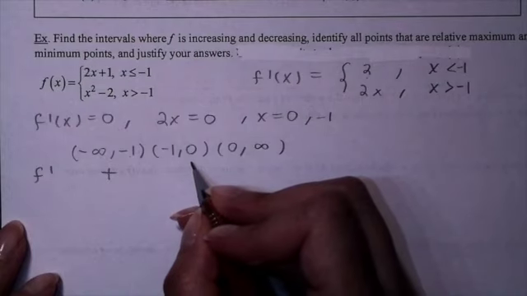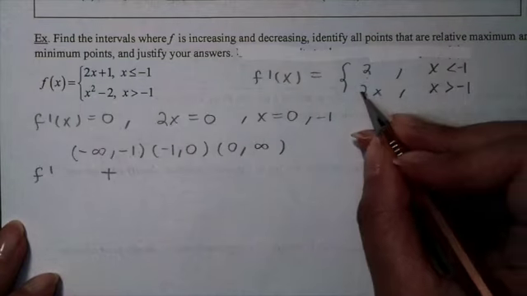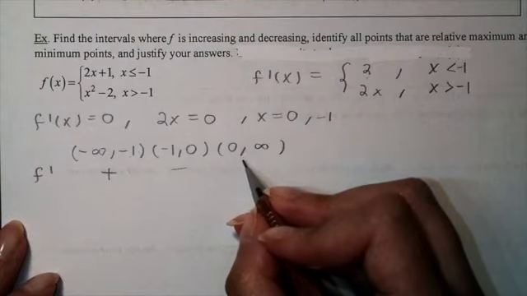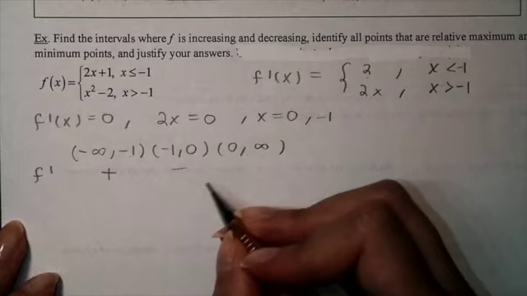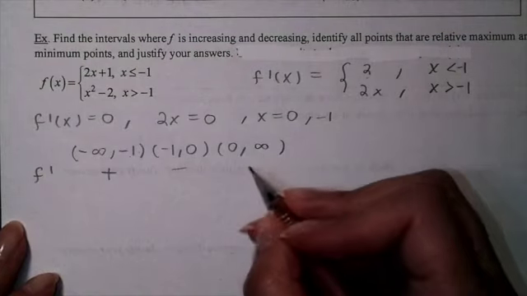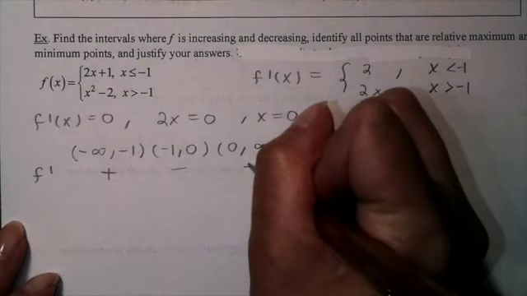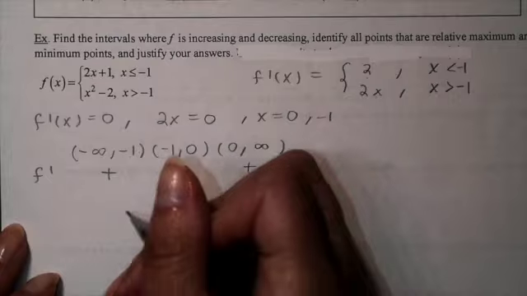If you plug in -1/2, it's going to be negative, because this is going to be negative. Then you select a number between 0 and infinity. You can select 1, 10, whatever, right? So what are you going to do? Plug it here. So that's going to be positive. So what's your conclusion here about f?